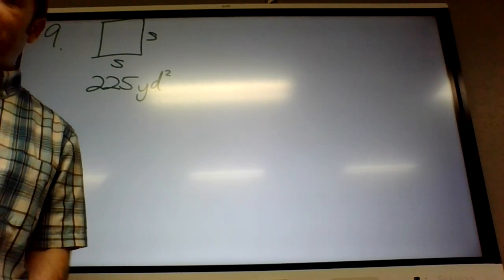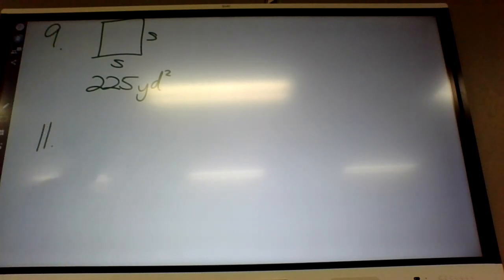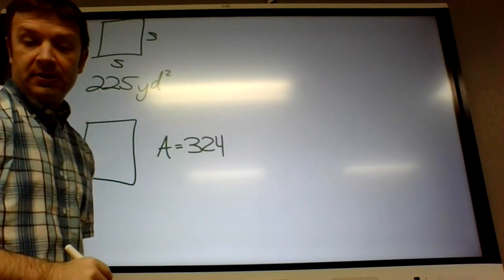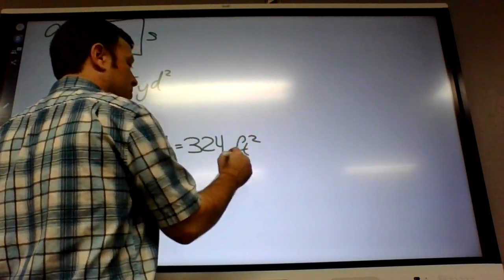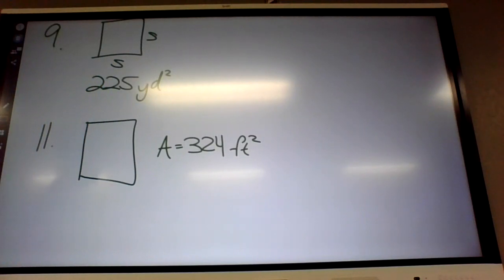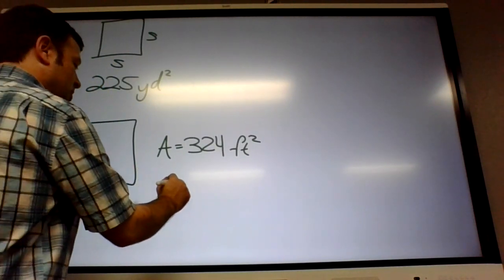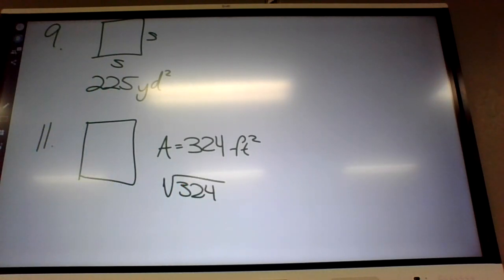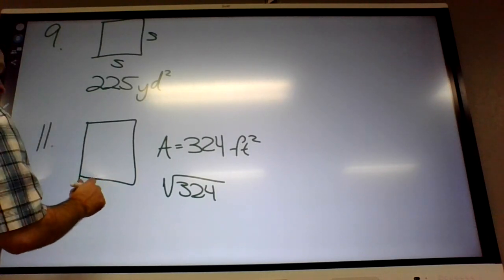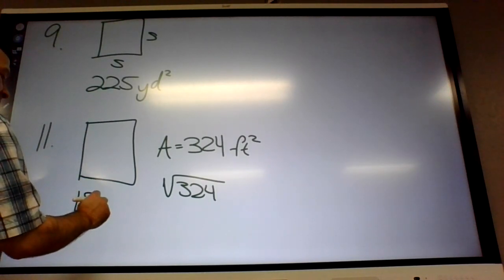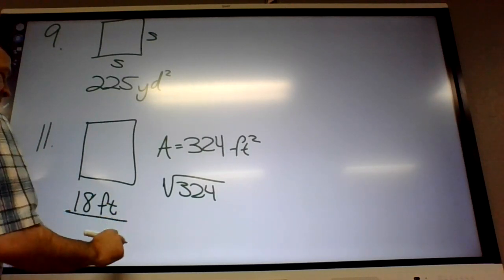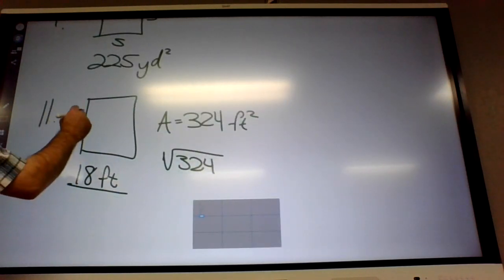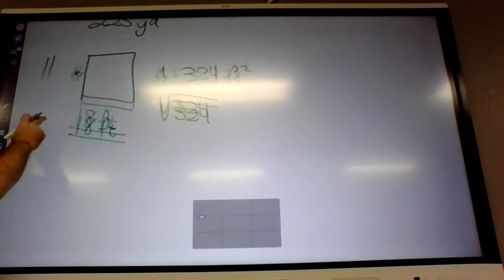Number 11. So on 11, they don't tell us what the side is. They just tell us the area of the square. So if the area is 324, how do we find the side length? Right, what's the opposite of squaring? Square root. So what is the square root of 324? 18. Should that be feet or feet squared? Feet. Why did we switch to feet? Because we're just talking about the length of the side on this one, like a length, not an area.